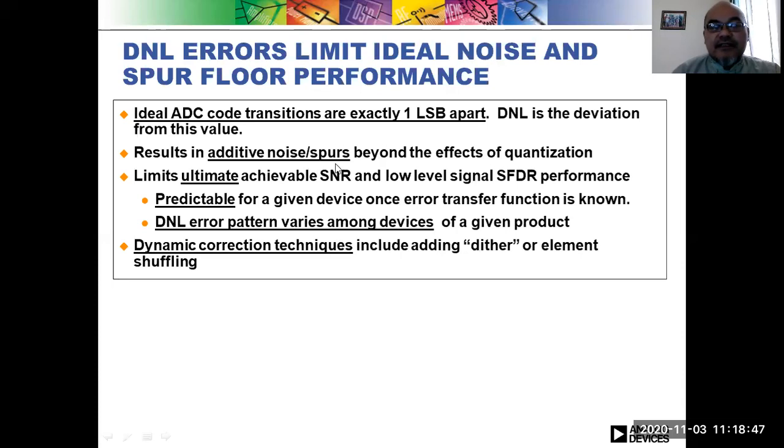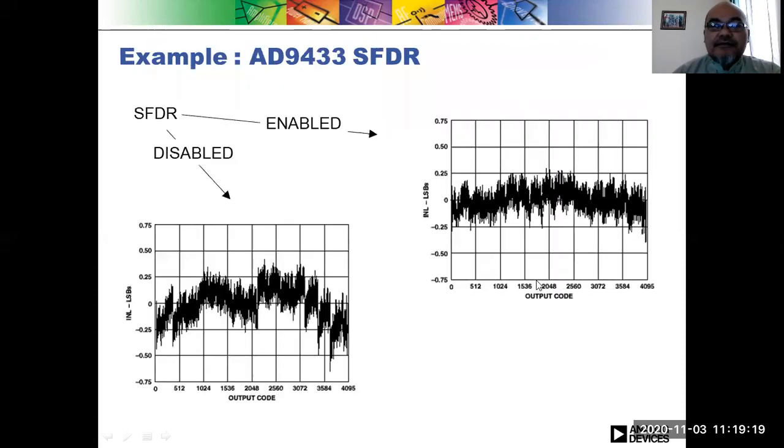This will result in additive noise or spurs beyond the effect of quantization, and it will limit the ultimate achievable signal to noise ratio and low level SFDR performance. It is predictable for a given device once the error transfer function is known. The DNL error pattern varies among devices of a given product. The dynamic correction techniques include adding jitter or element shuffling to correct the noise due to this DNL.